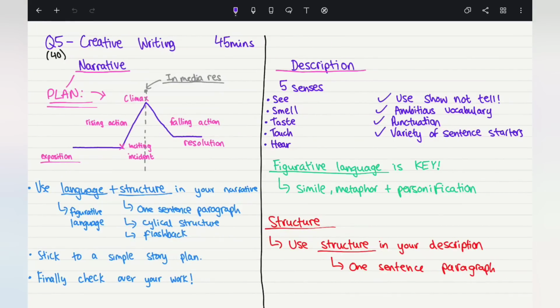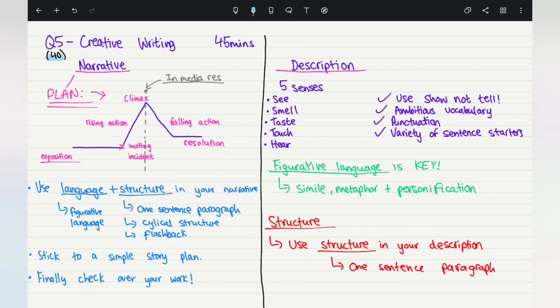And finally, the last question of your language paper 1 is the creative writing, 40 marks. This question, I cannot stress this enough, is extremely important. It's pivotal, it's paramount, it's crucial. So you get 2 options. One is a narrative, which is a story you're writing, and the second one is a description.